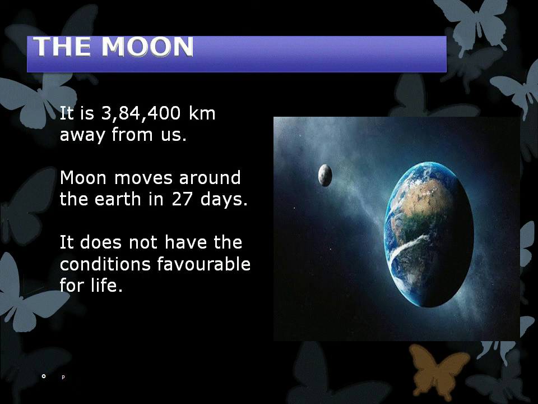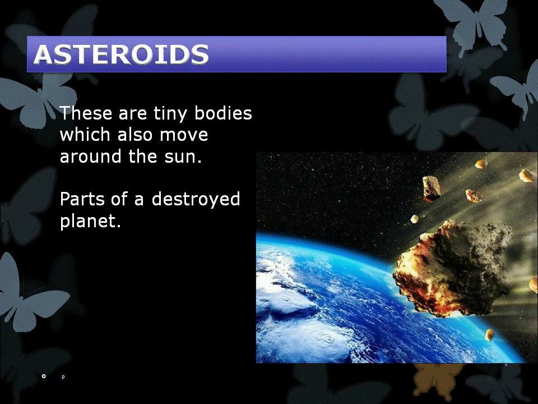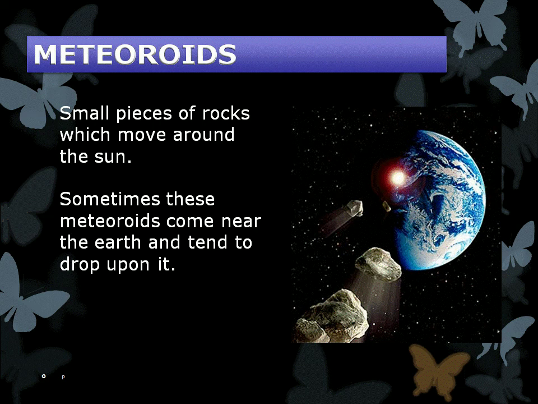Our Earth has only one moon. It is 384,400 kilometers away from us. Moon moves around the Earth in 27 days. It does not have conditions favorable for life. See the next slide, children. Asteroids. These are tiny bodies which also move around the sun. Scientists say these are parts of a destroyed planet. See the next slide, children. Meteorites. Small pieces of rocks which move around the sun. Sometimes these meteorites come near the earth and drop upon it.